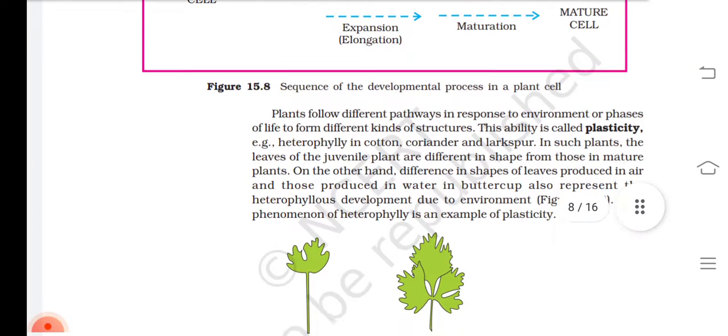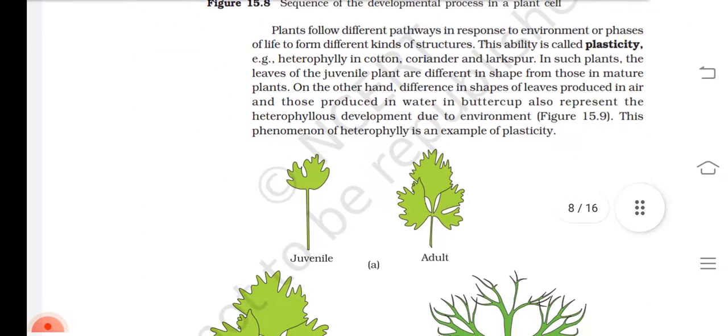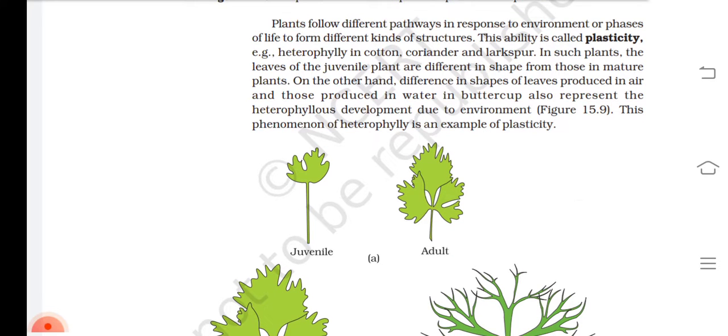Plants follow different pathways in response to environment or phases of life to form different kinds of structures. This ability is called plasticity. Example, heterophylly in cotton, coriander and larkspur. In such plants, the leaves of juvenile plants are different in shape from those in mature plants. On the other hand, differences in shapes of leaves produced in air and those produced in water in buttercup also represent the heterophyllous development due to environment. Figure 15.9. This phenomenon of heterophylly is an example of plasticity.